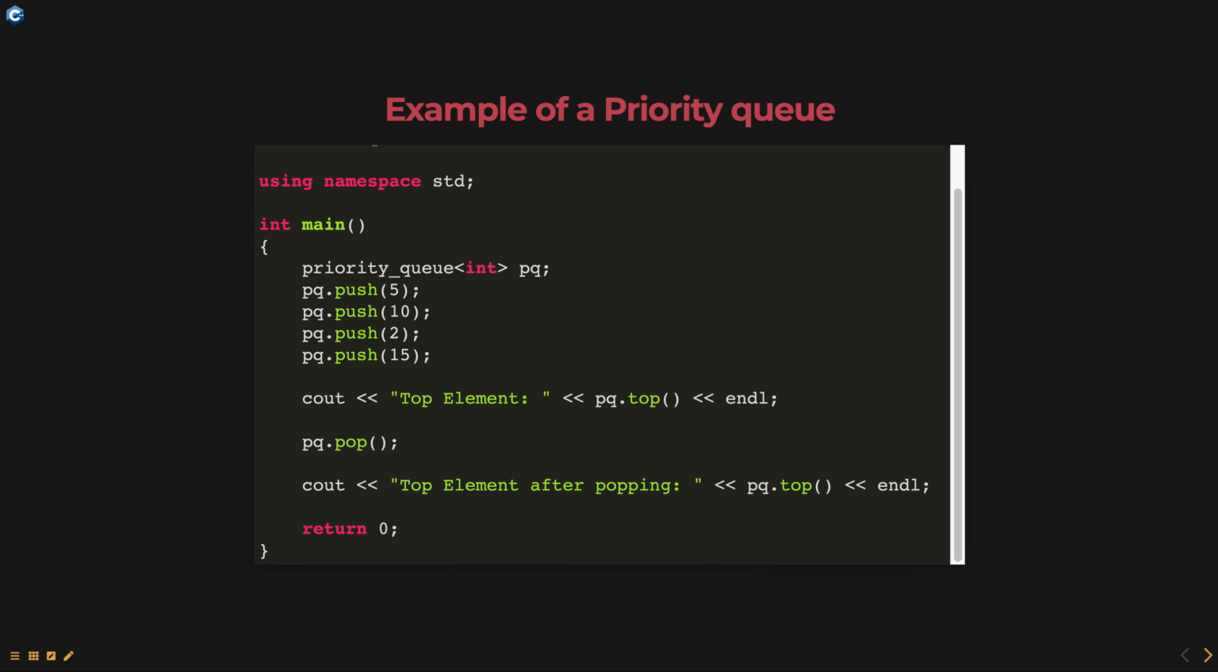This is just a simple example of a priority queue, but the concept can be applied to many other use cases such as task scheduling, Huffman coding, and many more.